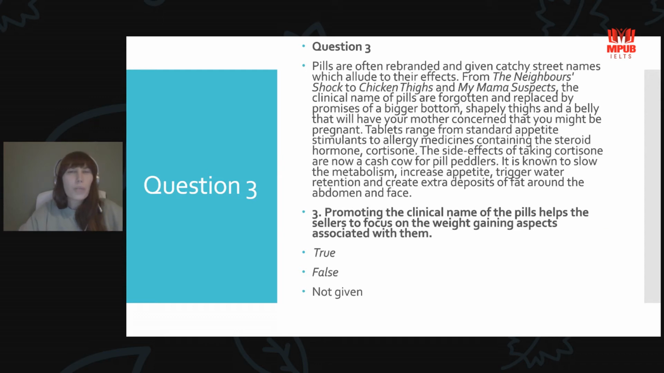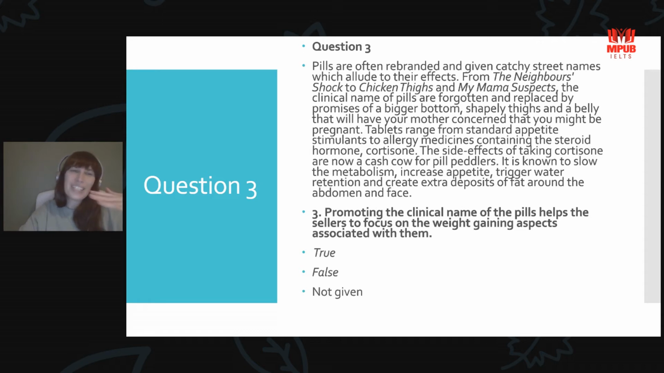So, pills are often rebranded and given catchy street names which allude to their effects, from the neighbour's shock to chicken thighs and my mama's suspects. Wow, some interesting names, right? Anyway, moving on. The clinical name of pills are forgotten, so they don't know the actual medical name, and replaced by promises of a bigger bottom, shapely thighs, and a belly that will have your mother concerned that you might be pregnant. Tablets range from standard appetite stimulants to allergy medicines containing the steroid hormone cortisone. The side effects of taking this hormone are now a cash cow for pill peddlers. It is known to slow metabolism, increase appetite, trigger water retention, and create extra deposits of fat around the abdomen and face. Wow, sounds intense.